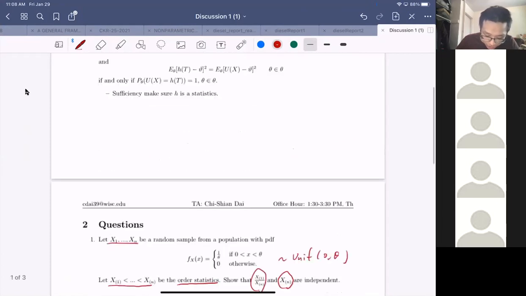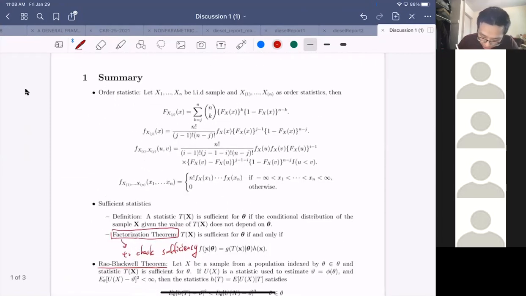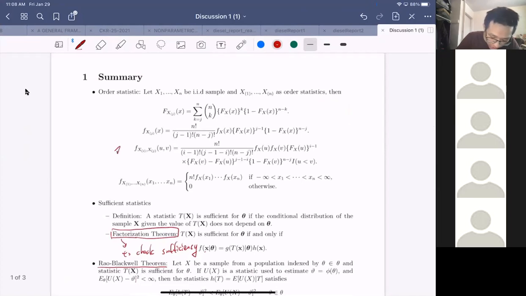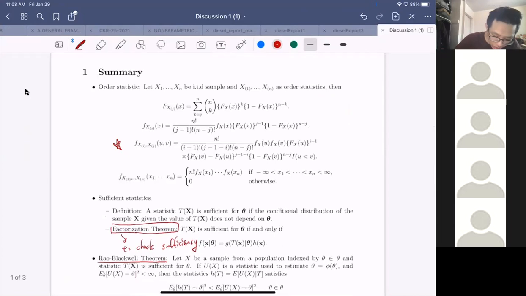I'll give you a hint. Here you have to use this formula to find the joint distribution of S1 and Sn. And you have to check whether you can separate S1 and Sn. Then you can say they're independent.